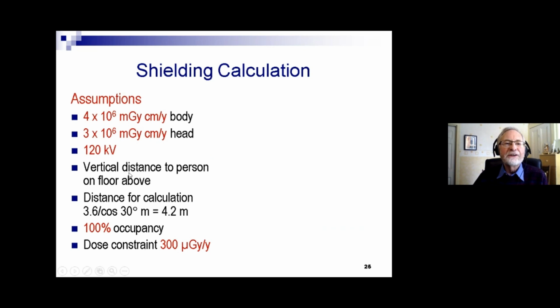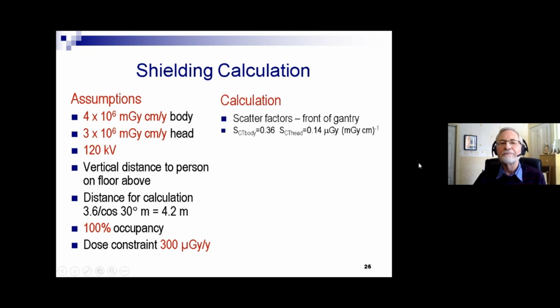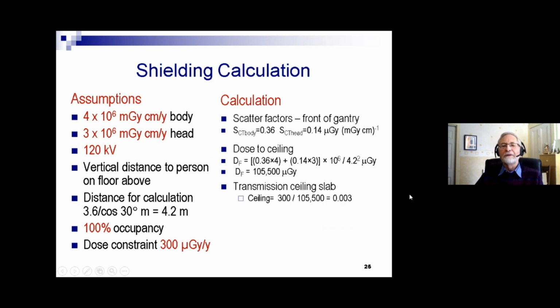So here's a shielding calculation. Here we've got the distance corrected by the cos theta angle, we've got the same occupancy and dose constraint, and we've got the same scatter factors. We can calculate the dose of the body and the head, and then correct for the inverse square law to get the dose. And that gives us a transmission of the ceiling slab of 0.003 in the same way as we got it for the walls.